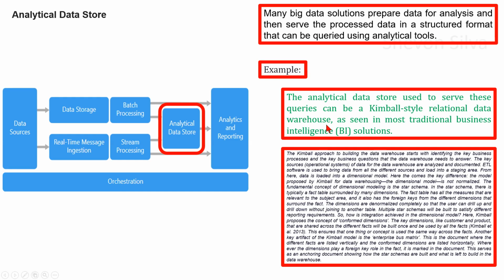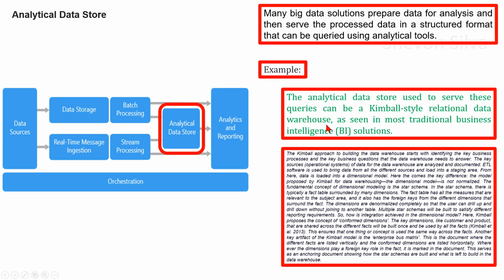In the star schema, there is typically a fact table surrounded by many dimensions. The fact table has all the measures that are relevant to the subject area, and it also has the foreign keys from the different dimensions that surround the fact. The dimensions are denormalized completely so that the user can drill up and drill down without joining to another table. Multiple star schemas will be built to satisfy different reporting requirements.